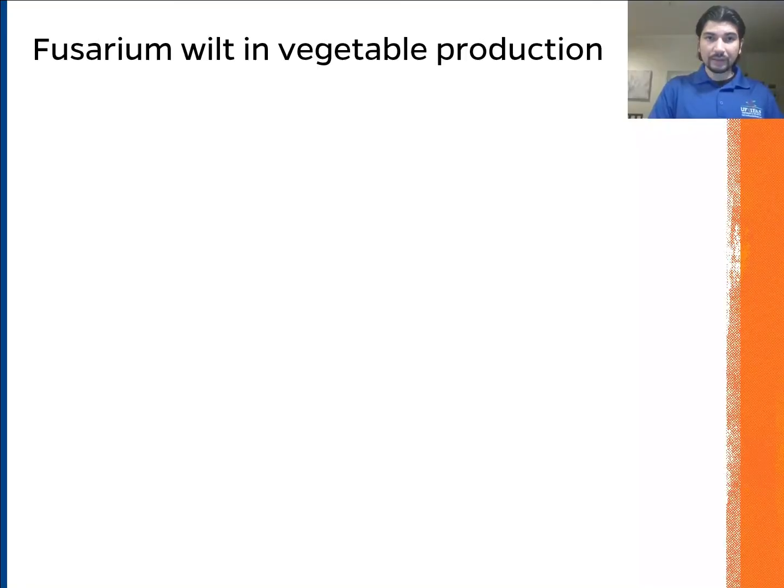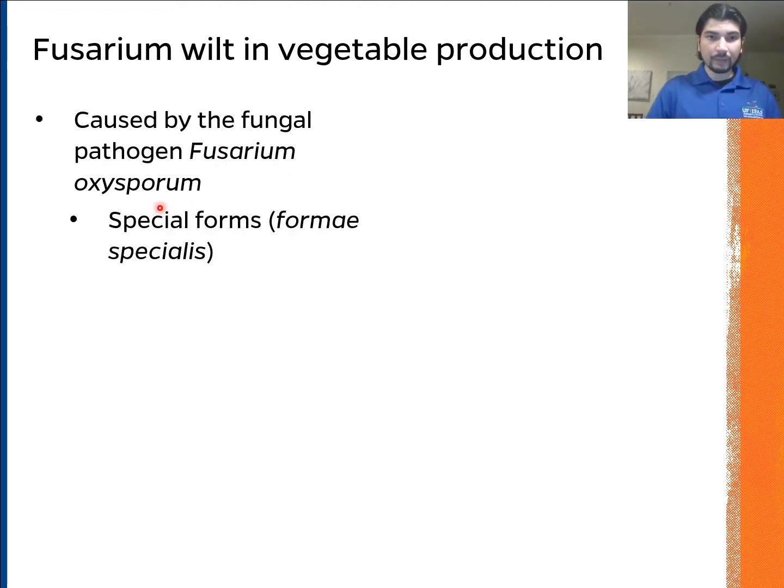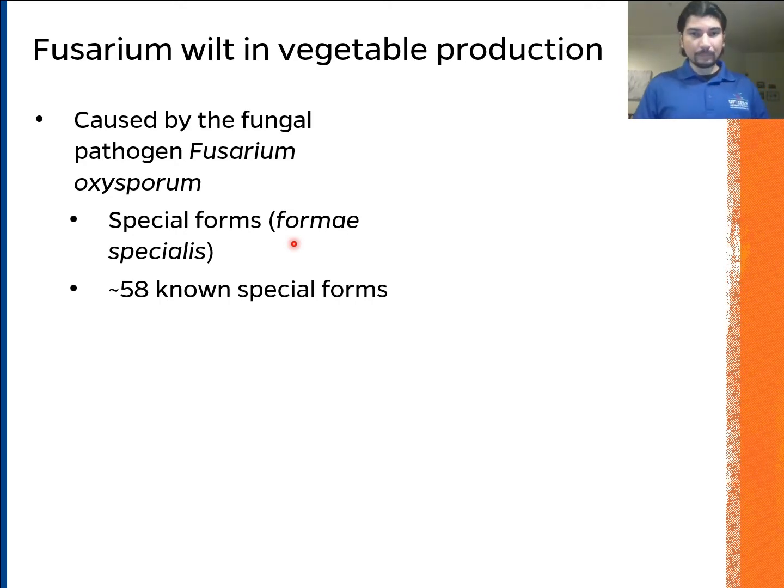So I want to introduce the pathogen. We're talking about Fusarium wilts in vegetable production. This is caused by Fusarium oxysporum. They have special forms, which are also called Forma specialis. Traditionally, they're named off which host they infect. Currently, there are over 58 known special forms.